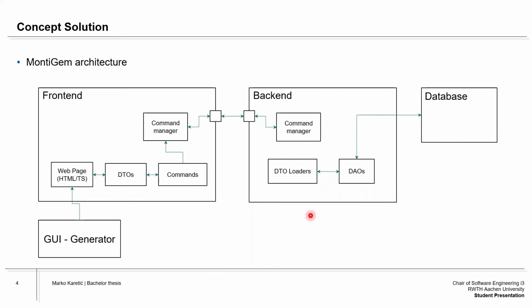Also, if needed, the backend can use DTO loaders, which can fetch the data from the database using DAOs, transform that data into DTO format, and then send those DTOs from backend to frontend. Okay, so that is how different components of the MontyGem architecture interact with one another. And this interaction is used to save the edited layout from the web page to the database, as well as load the saved state to the web page from the database.